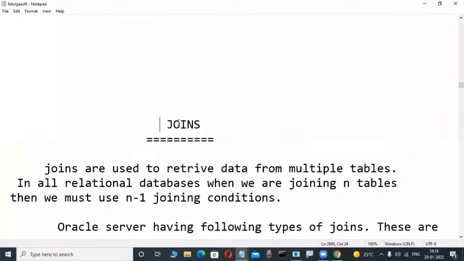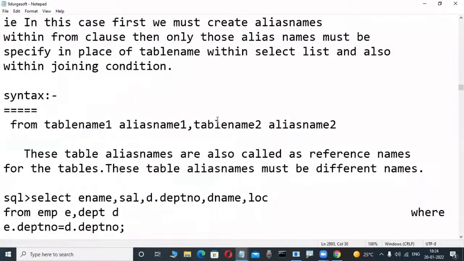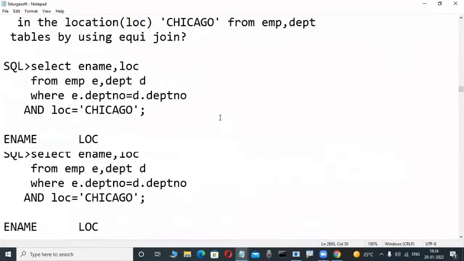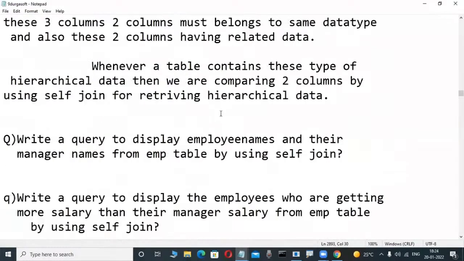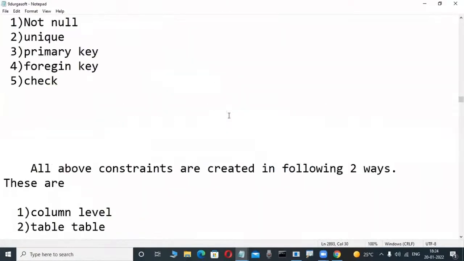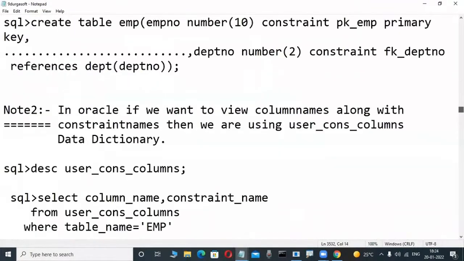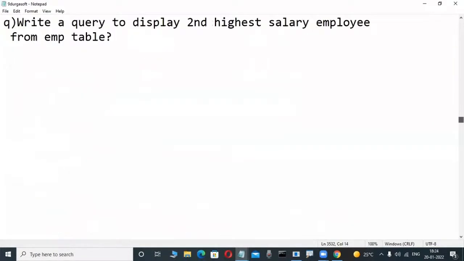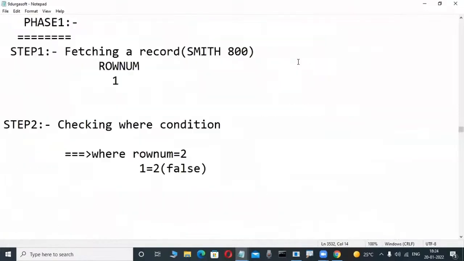Now the main concept: joins. Retrieve data from multiple tables. This is SQL language knowledge; maybe some of you have an idea about it. Then constraints is a concept in our SQL language: primary key, foreign key, check, so many things are there. Once we are good at all those things, subquery is a concept, most powerful.